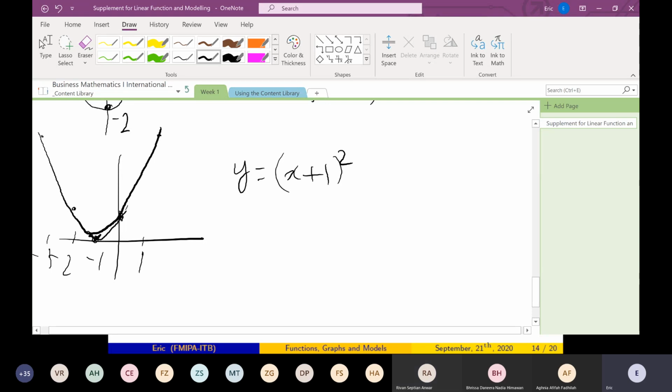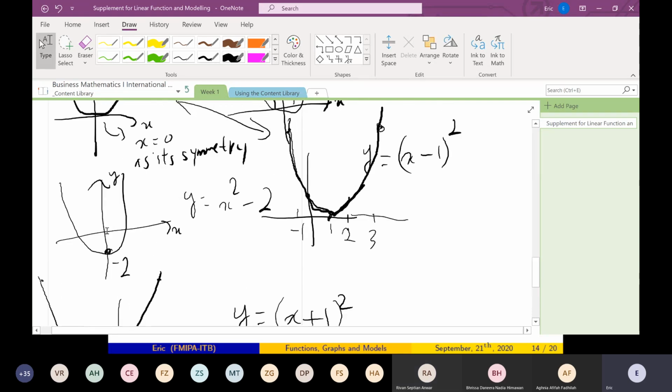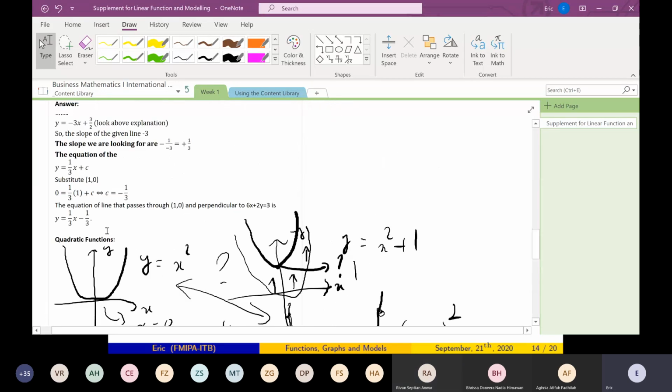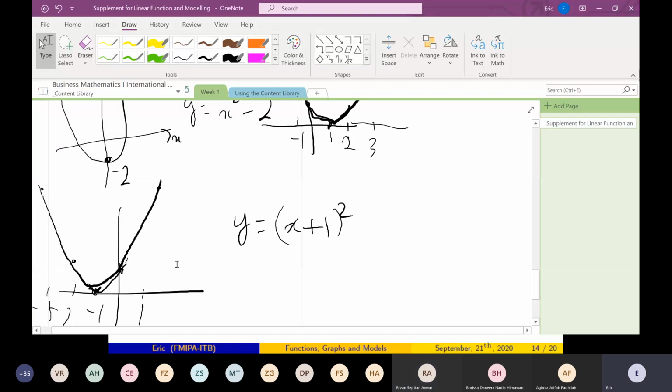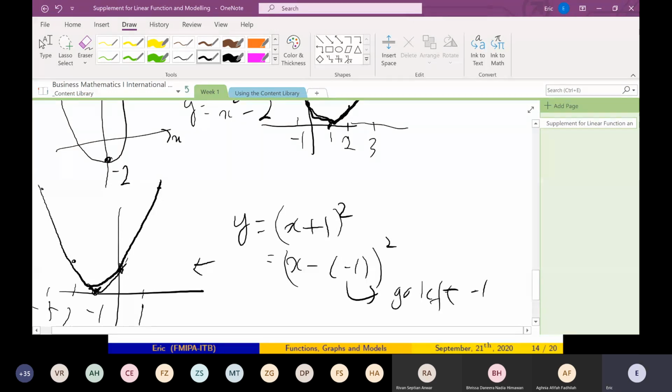Okay. What is the connection between this and the original y equals x squared? This is shifted, translated along the x-axis by minus 1. So this is the same as x minus minus 1. So it makes sense. This is go left by 1. Go left by 1, yeah. Oh yeah, okay. So what does this mean?